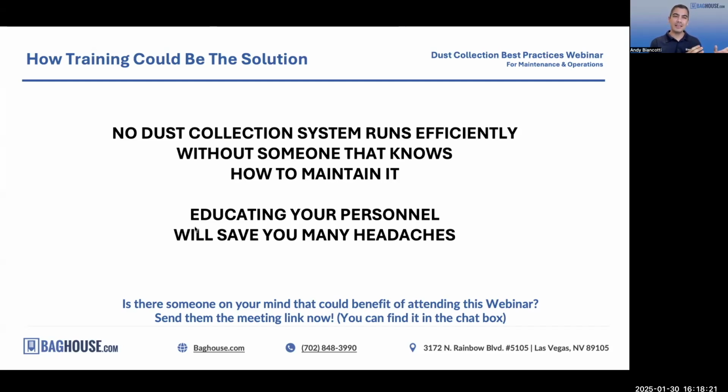And it really goes from the basic to the more complex subjects in dust collection. But that's the thing, like this slide says, no dust collection system runs efficiently without someone that knows how to maintain it. So when we educate our personnel, then we will save a lot of headaches. And our investments, which are dust collectors and all the time, efforts and resources that we spend trying to get that dust collector, will last for a long, long time. And so here there's a little preview of this course. Let me see if I can share my screen, so that you can get a little preview of the different options that we have when it comes to training. So let's see.